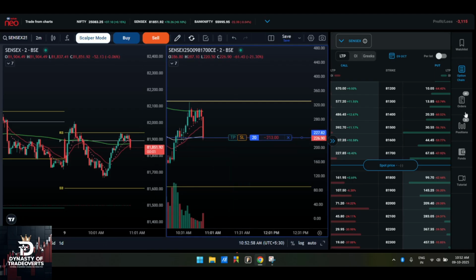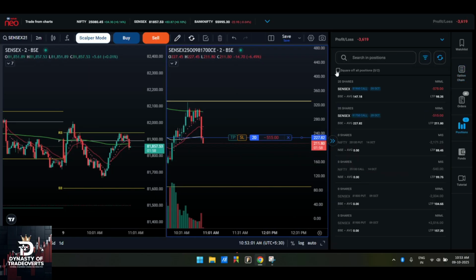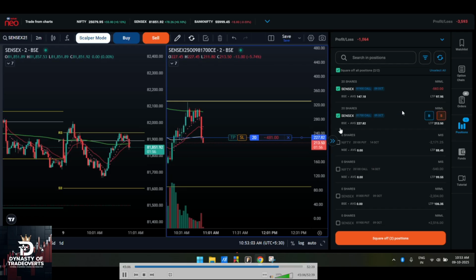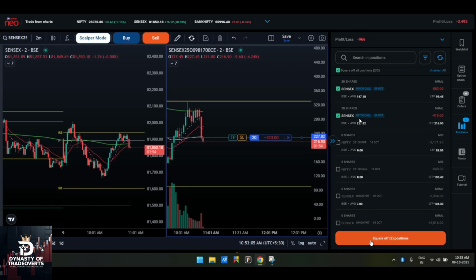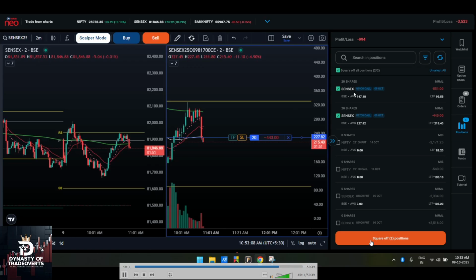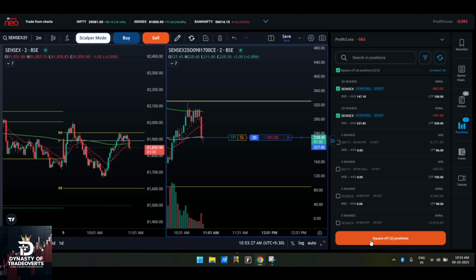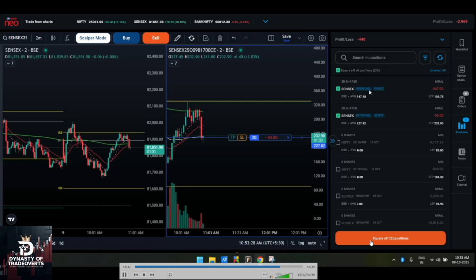So I bought another strike price out of the money. Now I have two positions again, one in the 81,700 call, which is my initial position, and the current addition of the 81,900 call. I entered around 112, 113 rupees, because I had previously also traded, so the average is showing as 147. But at this point I was entering at the bottom of this candle. I was not even looking at the chart of this particular call strike price.